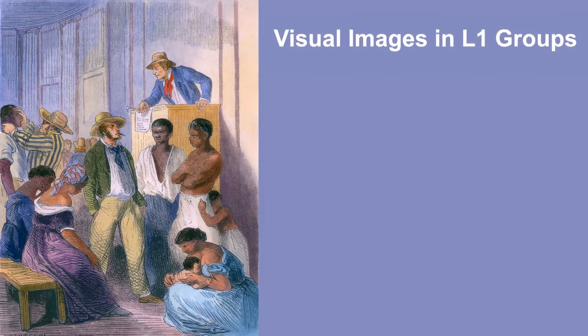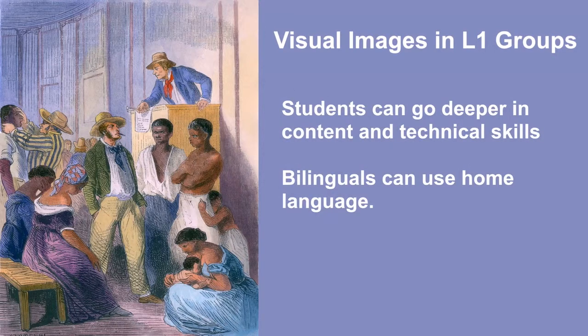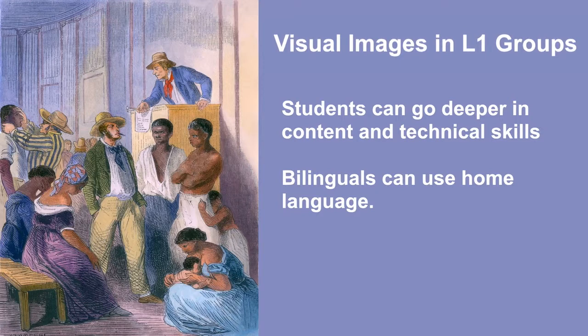Visual images also have a role in L1 or primary language groups, even when students are already fluent readers and writers. The main opportunity of an L1 group is to allow students to go deeper into both the content and the technical skills that they need to understand and express their knowledge. This is especially important for bilingual learners who usually have a limited opportunity to use their primary language in the school setting. But they do need to be able to use their primary language to deepen their thinking and language.